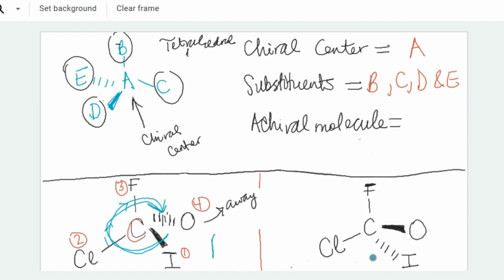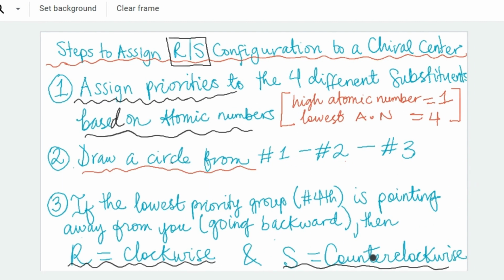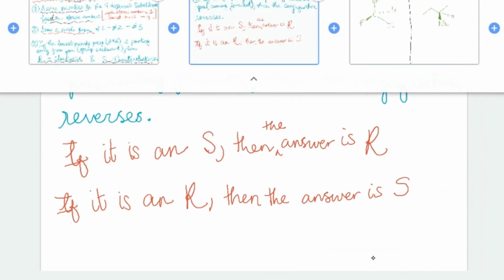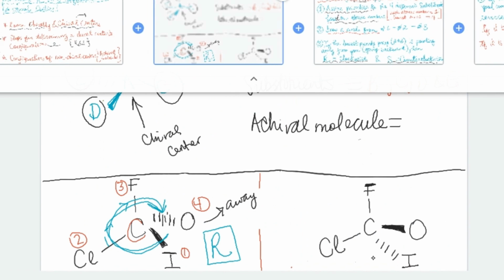So this is going to have an R configuration because, first of all, the first thing we did is to assign priorities to the different constituents based on their atomic number, one being the highest and then four being the least. So we did that. I'm so sorry. We did that right here, right? We did that right here.